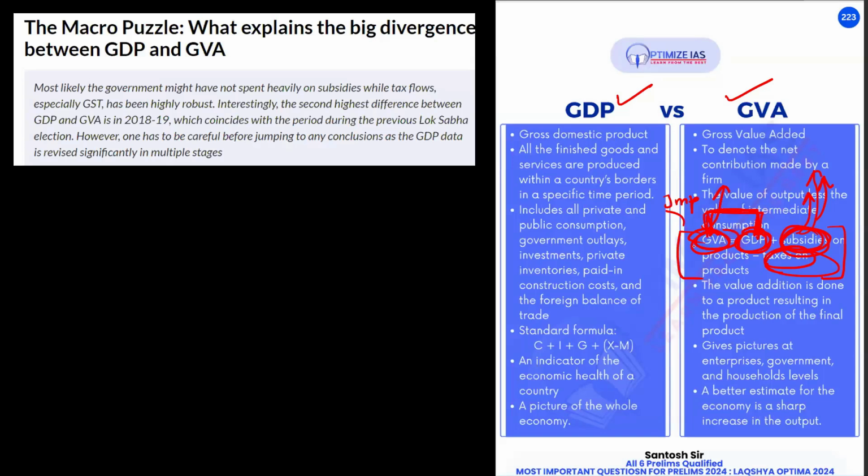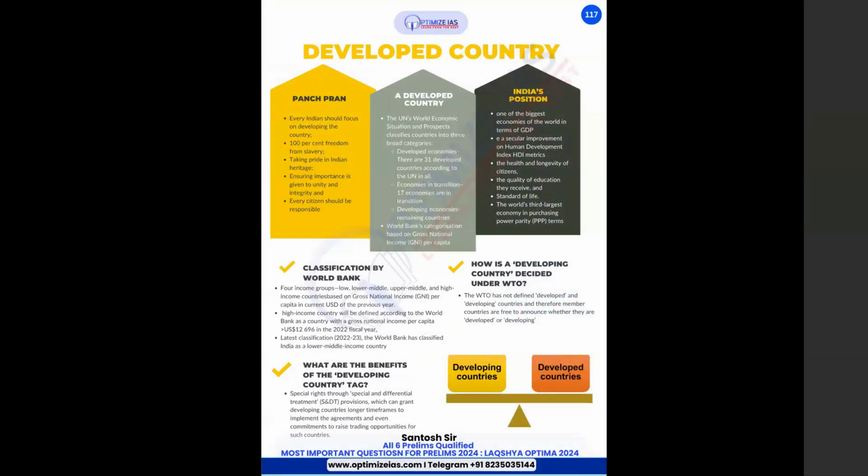So this is very, very important. This was in news. You can see what explains the big divergence between the GDP and the GVA. Very, very important. Okay. Next, you can see, guys, developed country and developing country debate. So, guys, you all know that we have made an aim to become a developed country by 2047.